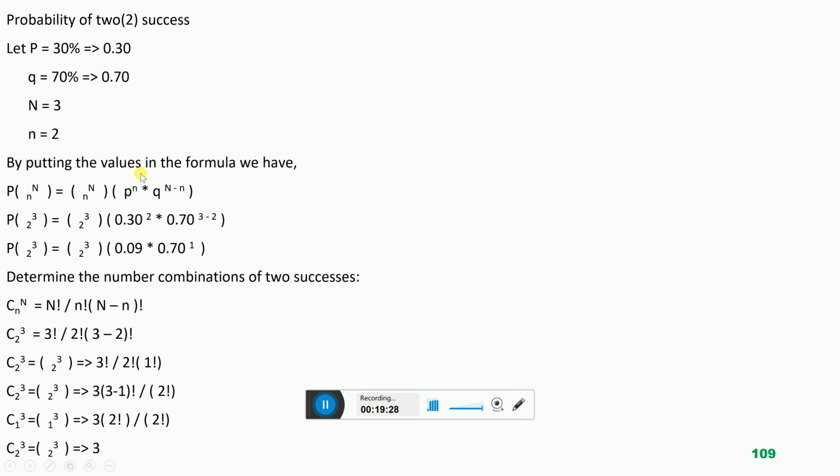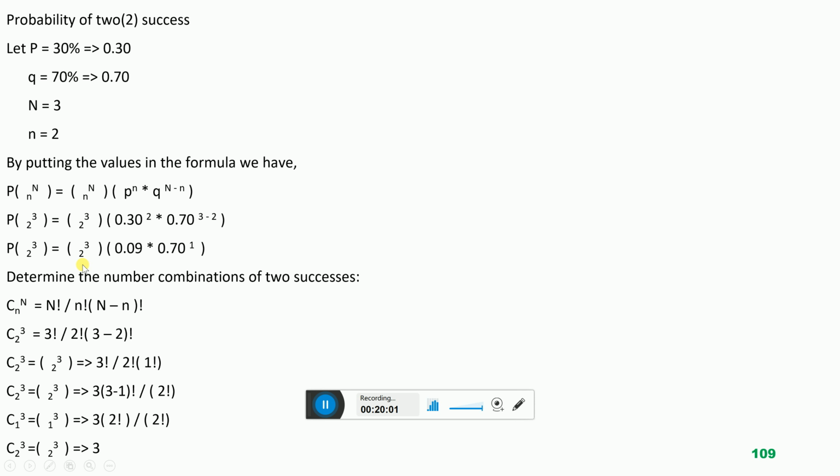So by putting the values in the formula we have probability of capital N = 3, success n = 2, probability of success 0.30 raised to the power 2, multiplied by 0.70 raised to the power 3 minus 2. Probability of 2 is equal to C(3,2) as it is, 0.30 raised to the power 2 is 0.09, multiplied by 0.70 raised to the power 3 minus 2, which is 1.